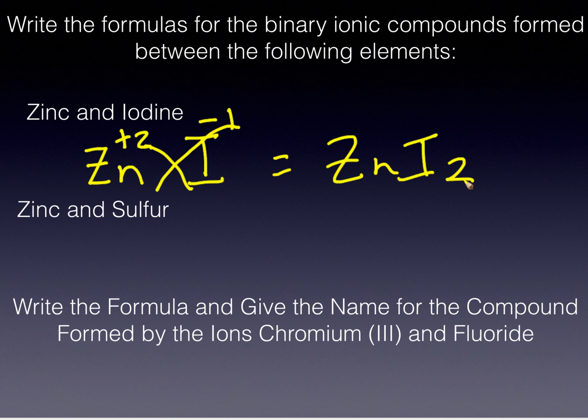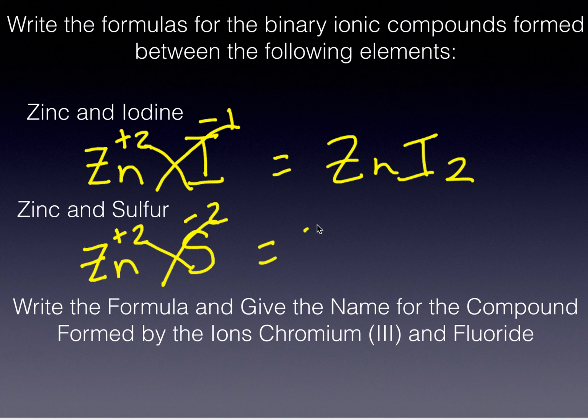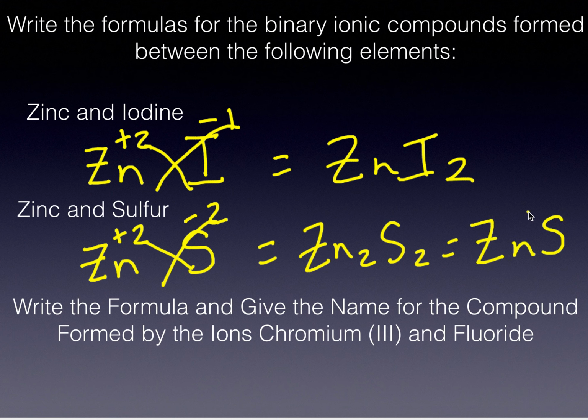Now, I look down at this one. Same thing for zinc, Zn +2. And then S -2. So if I crisscross these, it's Zn2S2, ZnS, because I want to reduce that to lowest terms.